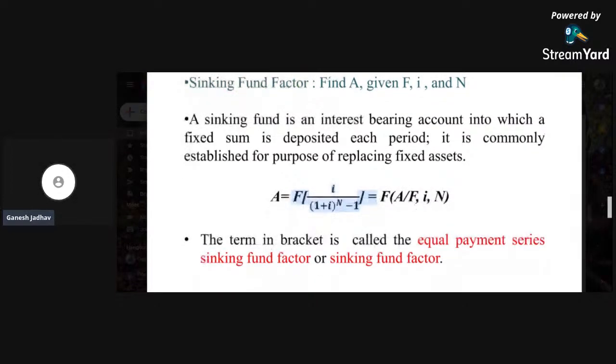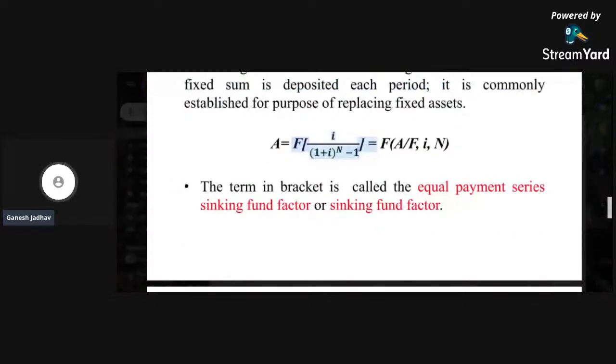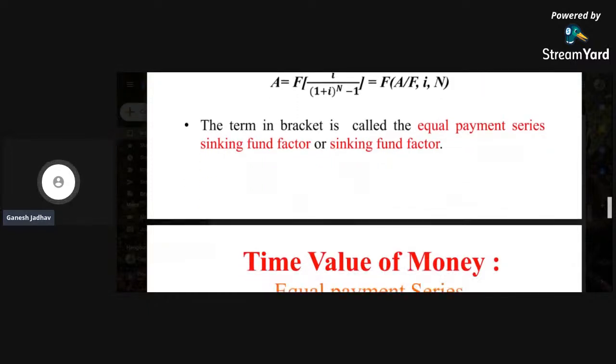So the term in the bracket is called the equal payment series sinking fund factor. What is the sinking fund factor? It is I divided by (1 plus I) raised to N minus 1, that is A divided by F, comma I, comma N, the equal payment series sinking fund factor. So you can calculate the value of A.